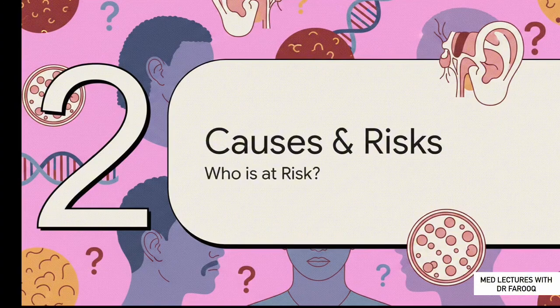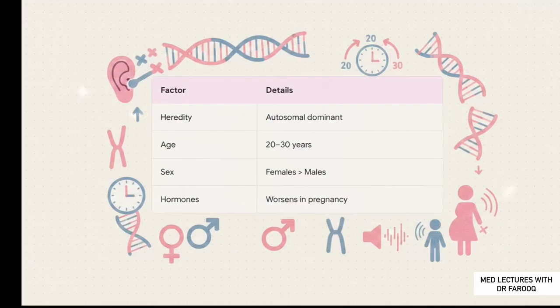Moving on to Section 2, causes and risk factors. Who exactly is at risk here? The data we have on demographics and heredity is super testable, so lock this in. Genetically, otosclerosis follows an autosomal dominant inheritance pattern. However, it's a bit tricky because it shows incomplete penetrance and variable expressivity. Despite that, nearly 50% of cases are going to walk in with a positive family history. As for onset, it usually hits between the ages of 20 and 30. It's actually incredibly rare to see this before age 10 or after age 40.